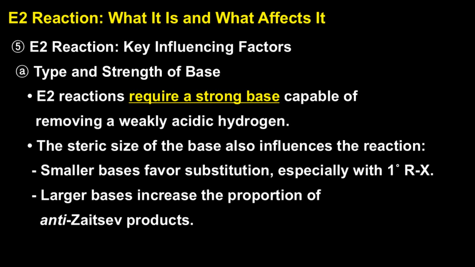Bulky bases, on the other hand, create steric hindrance. They have trouble reaching the more substituted beta hydrogen. As a result, they tend to favor anti-Zaitsev elimination, giving the less substituted alkene. So depending on the size of the base, the reaction may follow Zaitsev's rule or shift toward the anti-Zaitsev pathway.